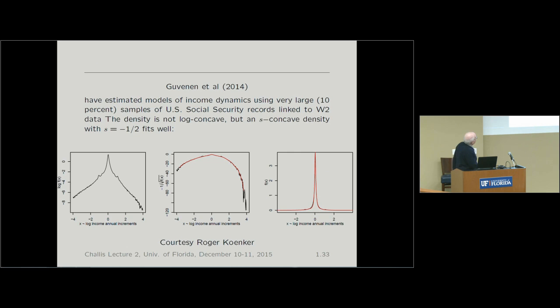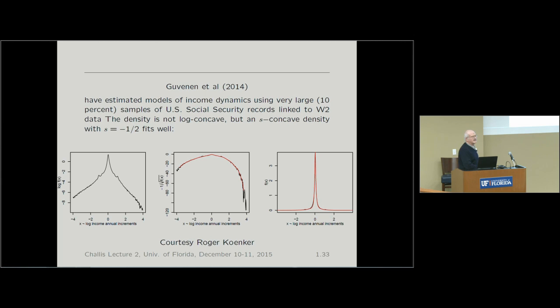Just to close here, here's a data set, a few plots from a data set. This is from Roger Koenker and one of his colleagues in econometrics. This is a large data set of income changes. It's a 10% sample of U.S. Social Security records linked to W-2 data. The density is not log-concave. This is a raw histogram kernel-type estimator with a log transform. And it doesn't look too concave to me.